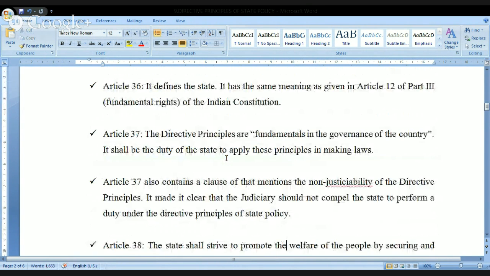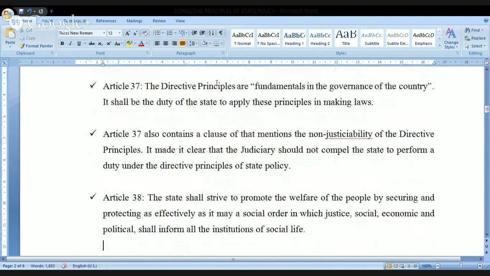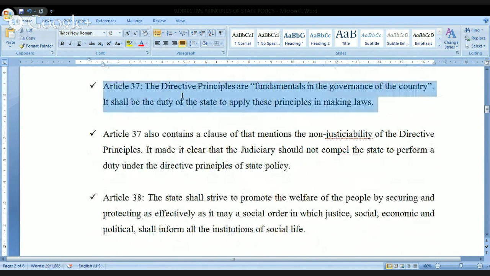Next. Article number 37. Next article I'm talking to you. The directive principles are fundamentals in the governance of the country. It shall be the duty of the state to apply these principles in making the laws. We know that there is a state. State must make the laws. But how do you make the laws here? Whenever you are making any law, please keep these directive principles in mind and accordingly make a law.